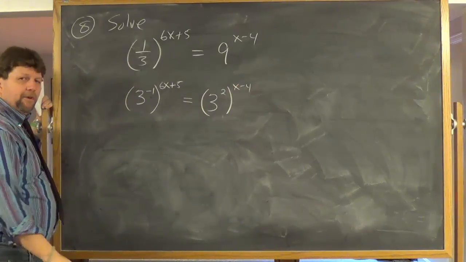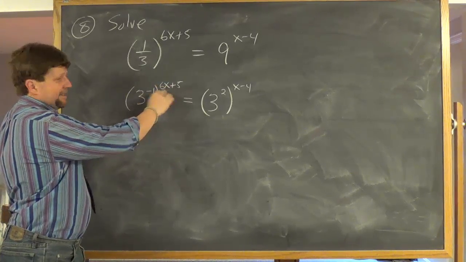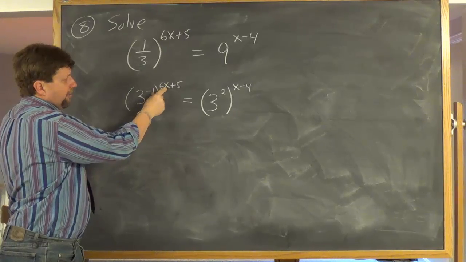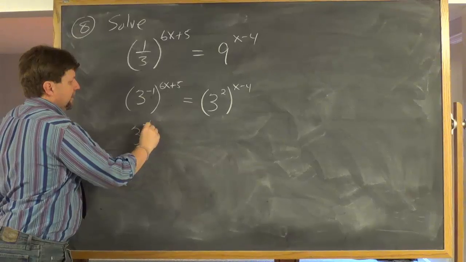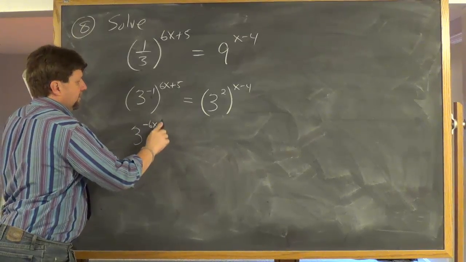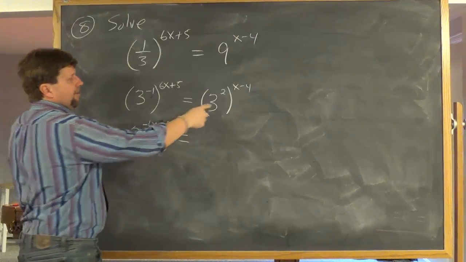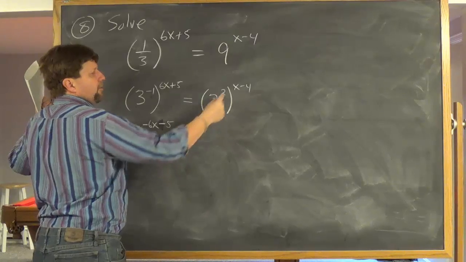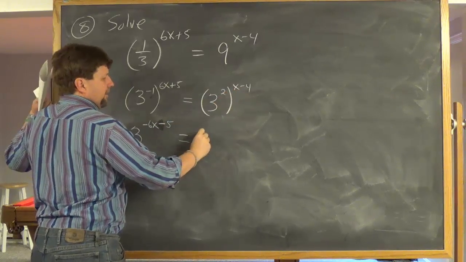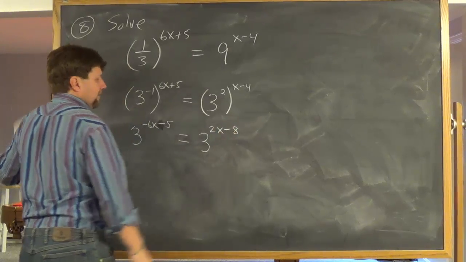And now we use properties of exponents. If you have a 3 to the negative first, which is raised to the 6x plus 5, you can multiply those two exponents together to get 3 to the negative 6x minus 5. And the same deal over here. You have a 3 squared raised to the x minus 4, so you can multiply those two exponents to get 3 to the 2x minus 8.